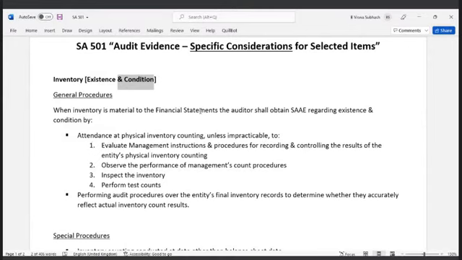So first thing with respect to inventory, if you remember the assertions also, when it comes to assets or the balance sheet items, existence is one of the first assertions that we need to consider. The physical existence of the asset is very important to the entity because it is the lifeline. And also its condition. Its existence is okay, but along with it, the condition of that asset needs to be assessed.